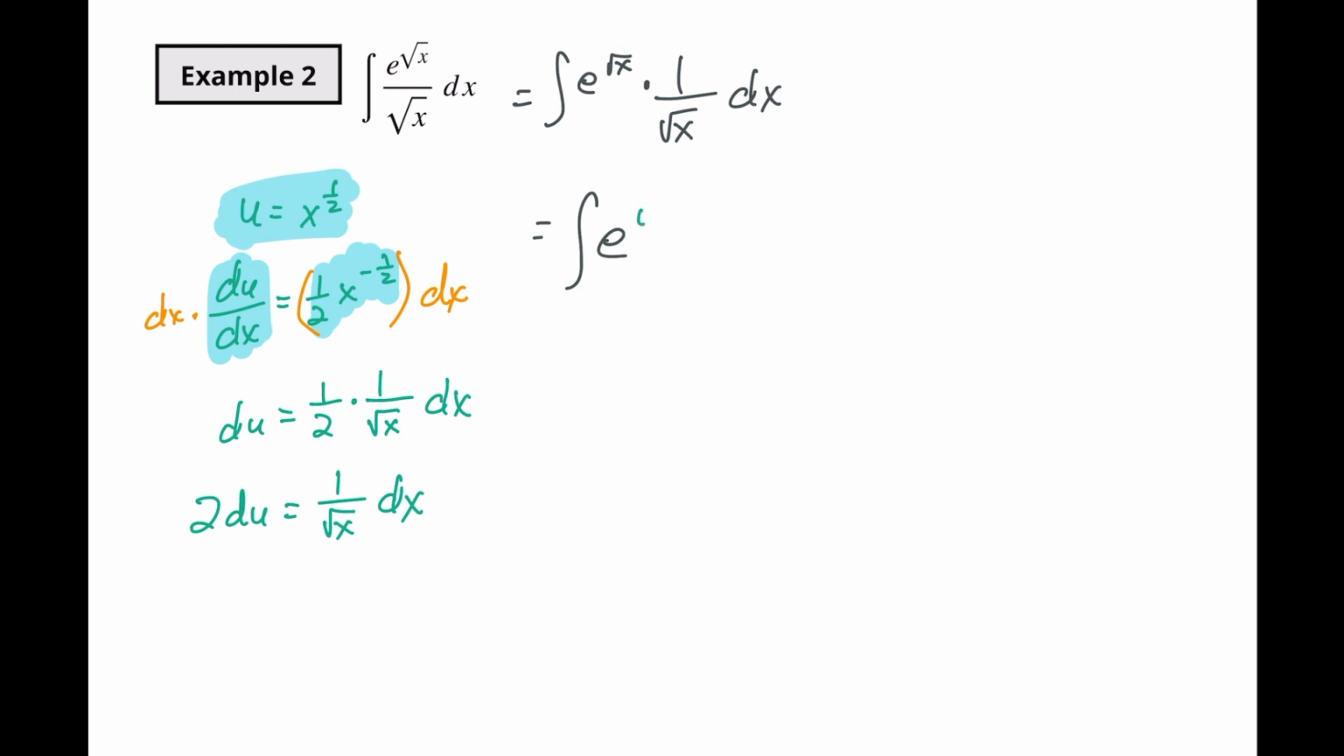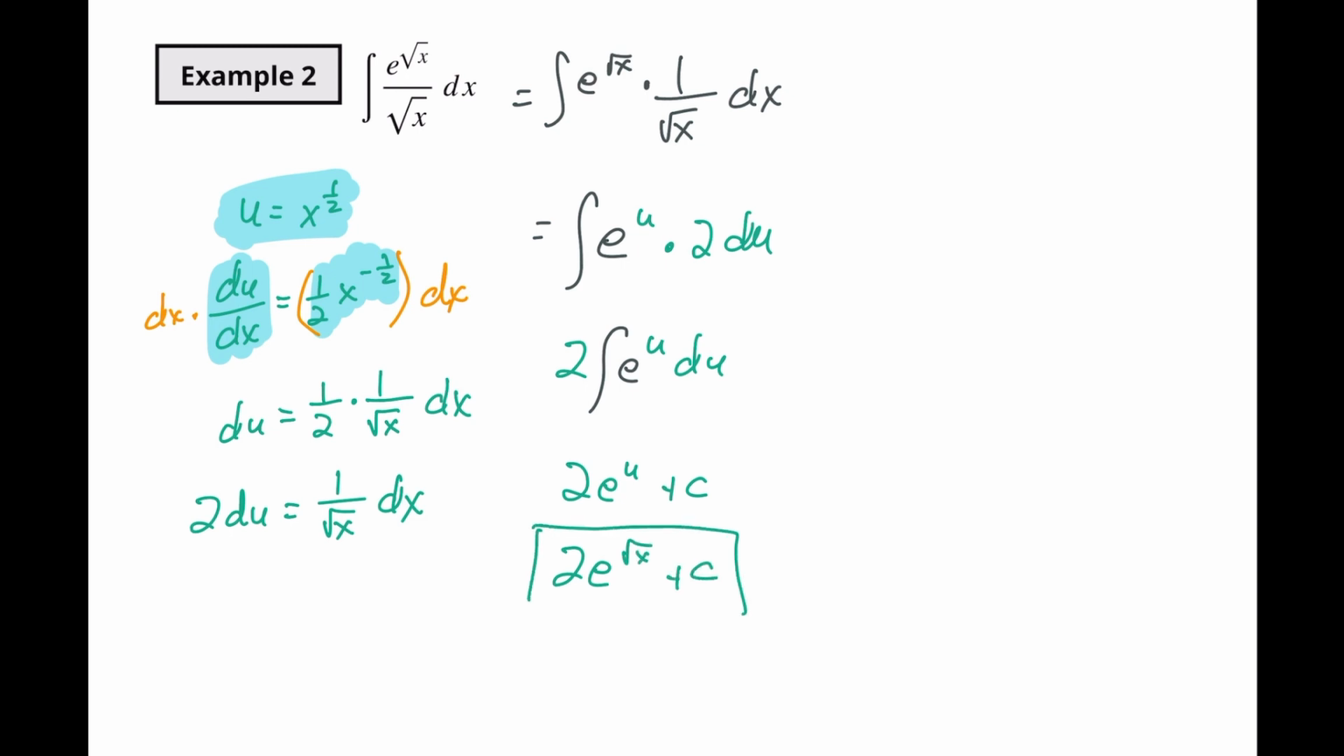So as I've done that now, I can see I'm going to have the integral of e to the u, and all of this is all of this. So this can be replaced with 2 du. Again, just like before, I'm going to bring my constant out. So I'm going to have 2 times the integral of e to the u with respect to u. All right, so what does this look like? Well, the integral of e to the u is e to the u plus c. So I should end up with 2e to the square root of x plus c. That should be my answer.